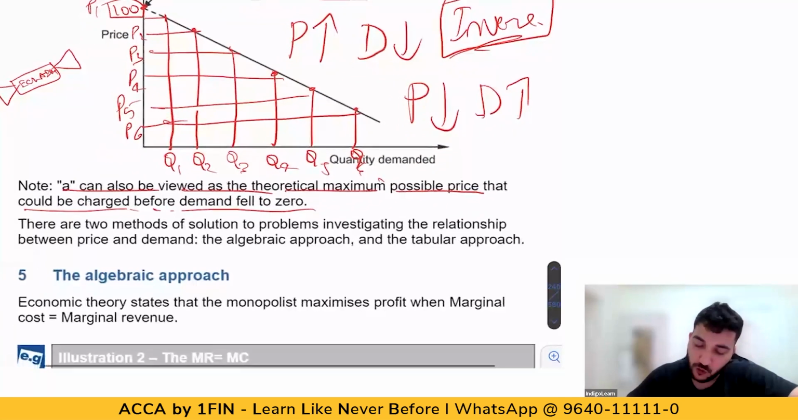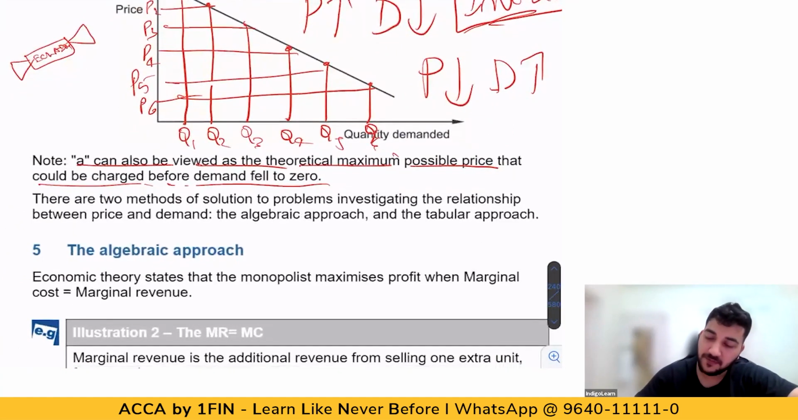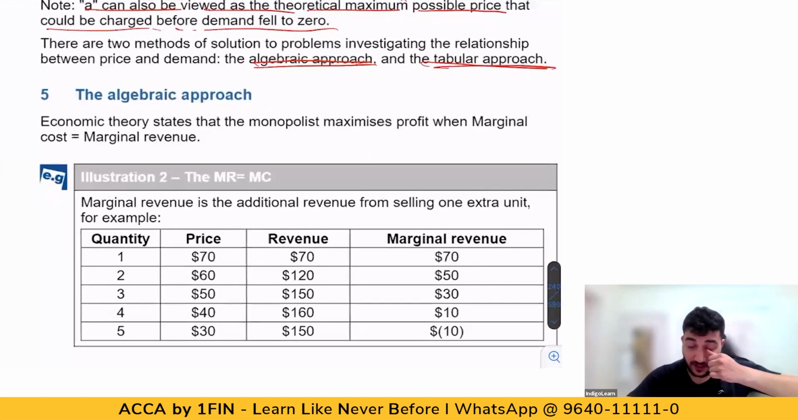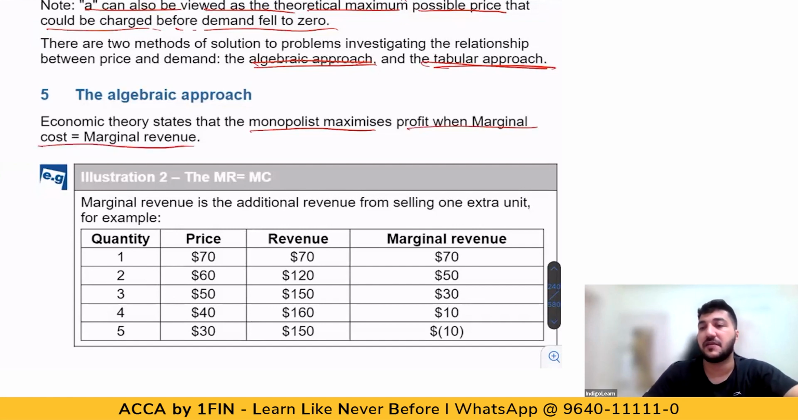Now, there are two methods of solution to problems investigating the relationship between price and demand: the algebraic approach and the tabular approach. Both we will look at. First, we'll look at the algebraic approach. How do we do it? Economic theory states that the monopolist maximizes profit where marginal cost equals marginal revenue.